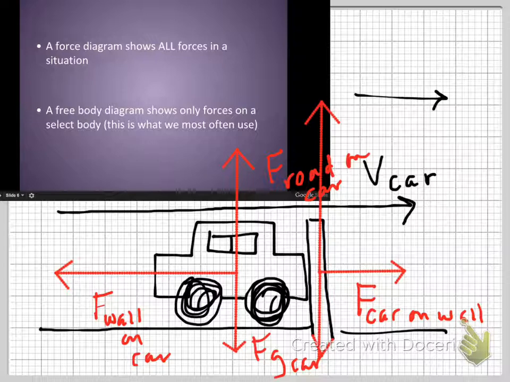This gets real ugly real fast. I don't like it either. Which is why we're going to do free body diagrams.